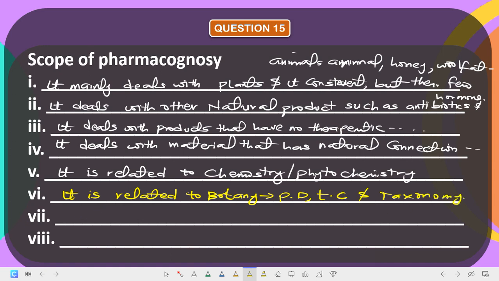Then another thing is, what other thing again? Formulation of drugs and also quality control procedures. So all these are the scope of pharmacognosy.